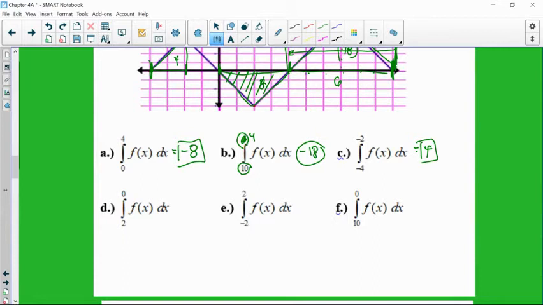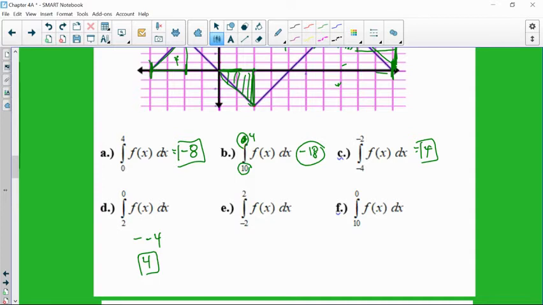Okay, 2 to 0. So now we sort of have both negatives. From 2 back to 0, I know that takes up a space of 4. Because the bounds are backwards, it's negative. Because I'm below the x-axis, it's negative. So we get a case where the two negatives cancel and it becomes a positive 4.